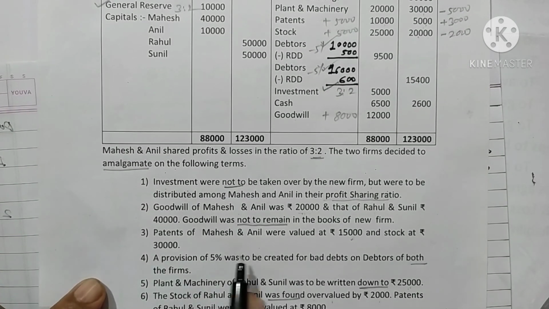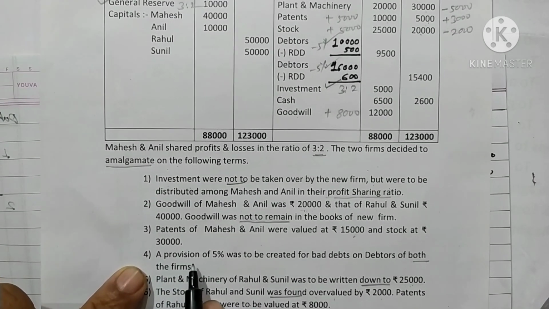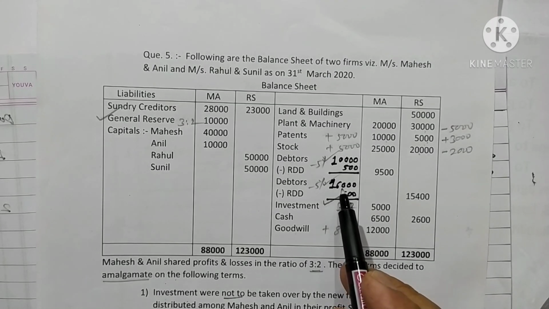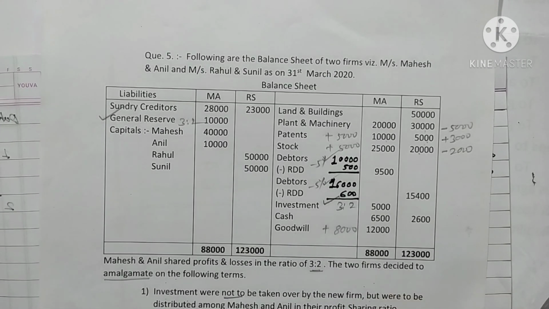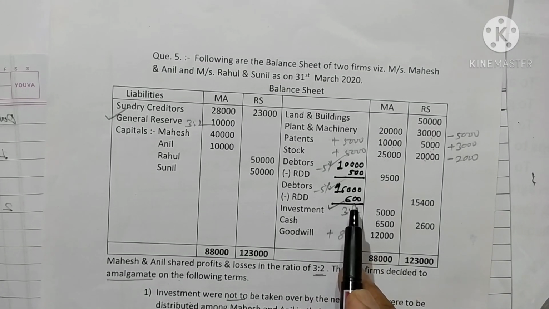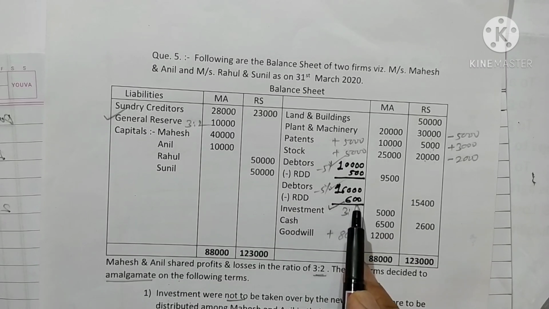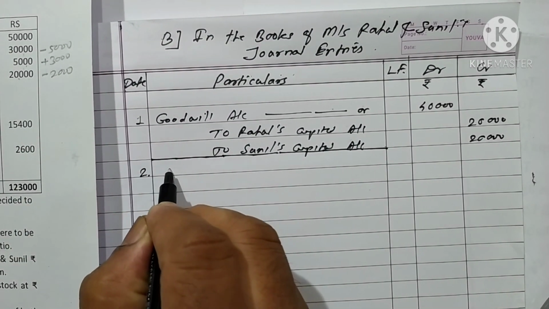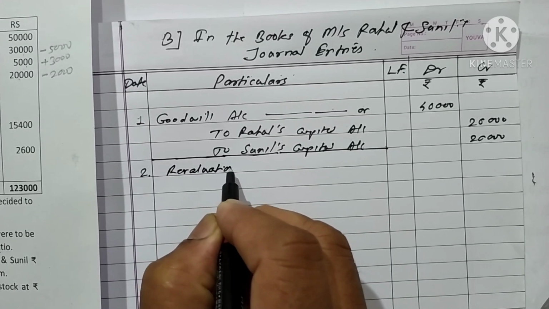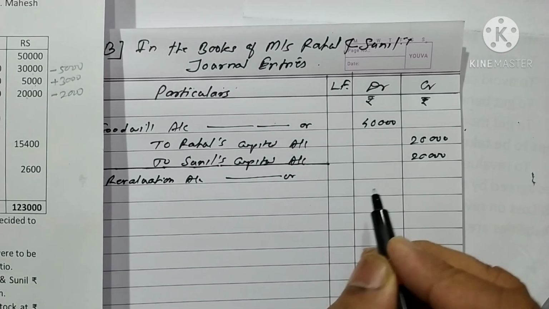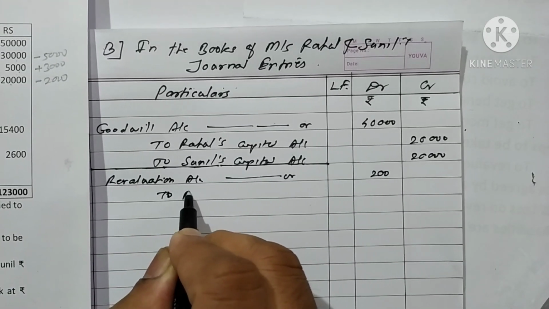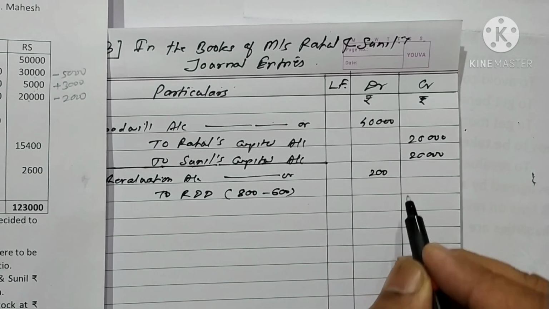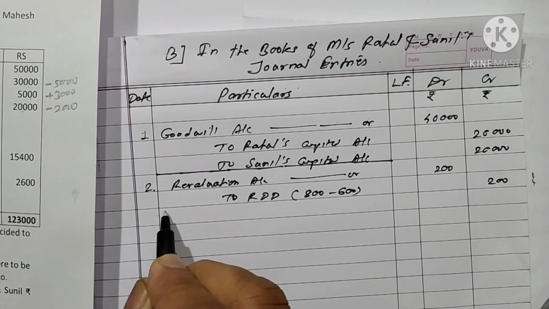Now second transaction. A provision of 5% was created for bad debts on debtors of both firms. Here Rahul and Sunil's debtors are 16,000, 5% comes to 800. New RDD rupees 800, but here old RDD is given. New minus old, 800 minus 600, 200 is the excess RDD required. Account entry will be made as revaluation account debit rupees 200 to RDD. We may write here: 800 minus 600, it comes to 200. Entries are without narration. We close the second transaction.